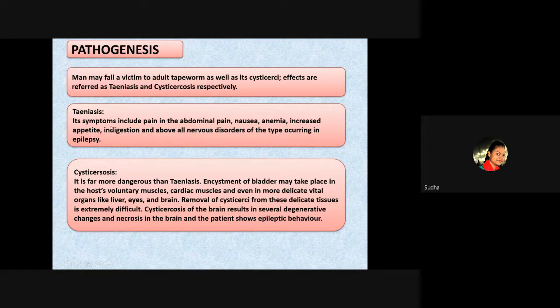Its symptoms include pain in the abdomen. Okay, then nausea, anemia, increased appetite, digestion problems, and above all, nervous disorders of the type occurring in epilepsy. So these are the various symptoms with which we can understand that a person is actually infected with tapeworm.